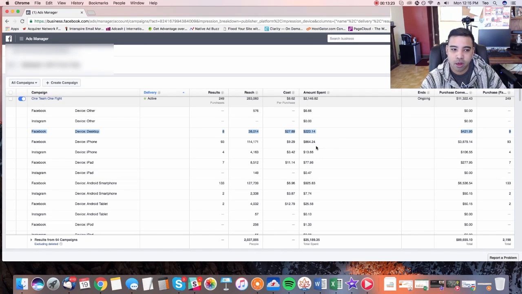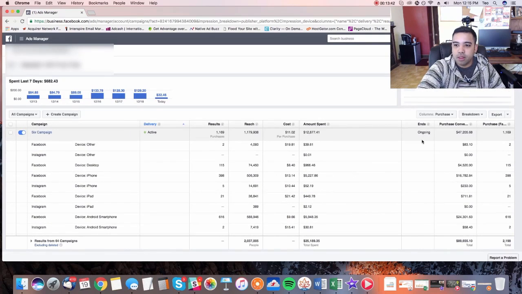For example, another one here, iPhone. $9.29. That's a pretty good conversion cost to get a customer, right? It cost us $860 and we made $3,879. This is a good campaign. We're going to keep this, and we might even scale it, as much as we would scale the Android smartphone devices as well.